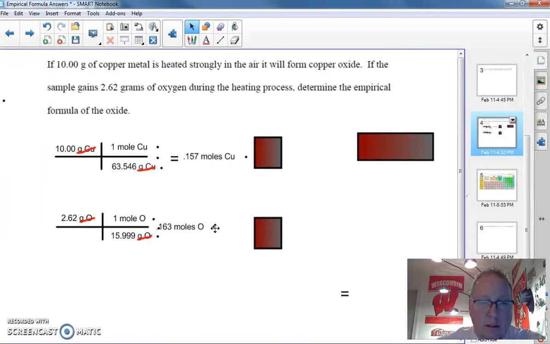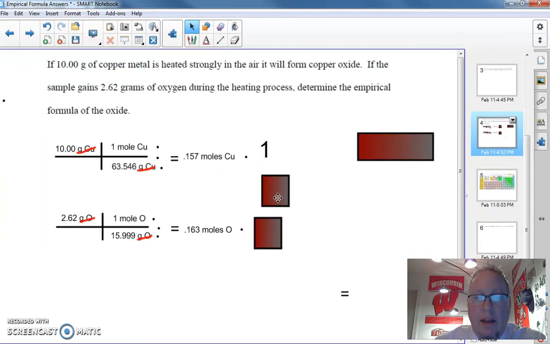When I take a look at what this equals, I can see that this math, 2.62 times 1 divided by 15.999, gives me this answer. When I look at these two, I don't really need to do any other division here, because I can see that they're almost the same number. They're very, very close. Close enough that I could say that it is a 1-to-1 ratio.